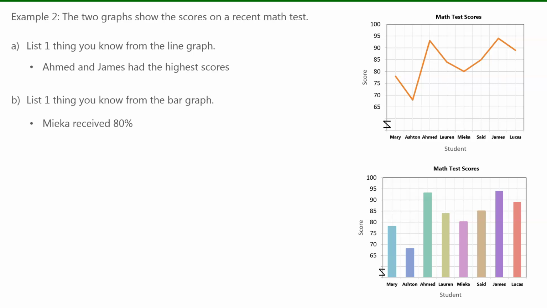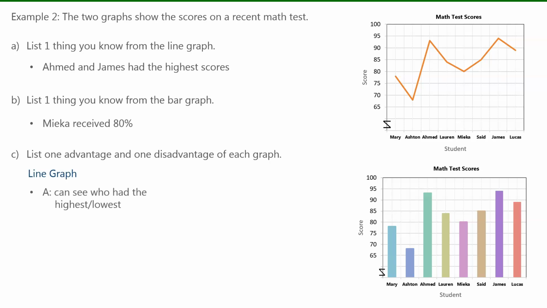I could say Ashton was the lowest. I could say that Saeed scored somewhere around an 85, and so on. So there are various answers for that question. List one advantage and one disadvantage of each graph. So for the line graph, an advantage is that we can see who had the highest or the lowest scores. So that's easily determined from that line graph.